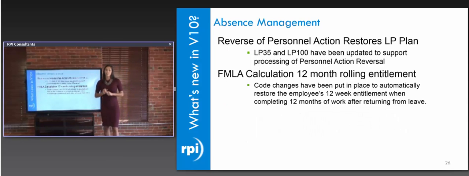Now into some absence management changes. Reversal of any P52 personal actions is going to restore the absence management plan for employees. So the LP35 and LP100 have both been updated to accommodate that. Also, FMLA calculation: there have been some code changes put into the system that are going to automatically restore the employee's 12-week entitlement after they've completed 12 months of work after returning from leave.